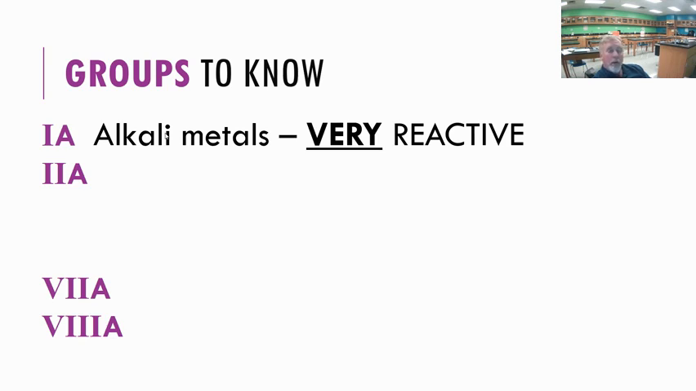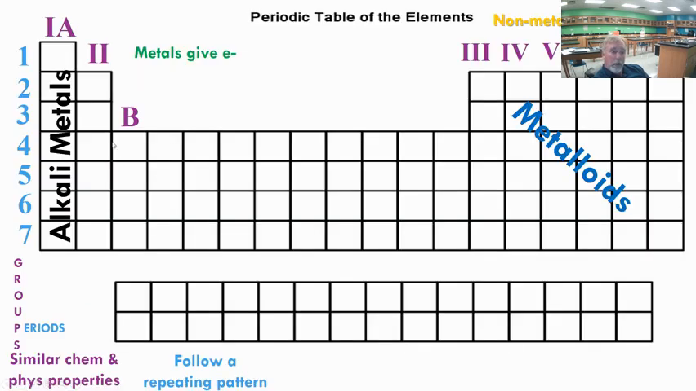And alkali metals, what's significant about them? They are very, very reactive. Very chemically reactive, and oftentimes explosively reactive. So on your blank periodic table, I want you to write that in that first column here, group 1A, put in alkali metals.